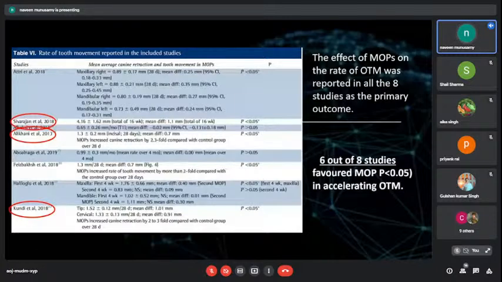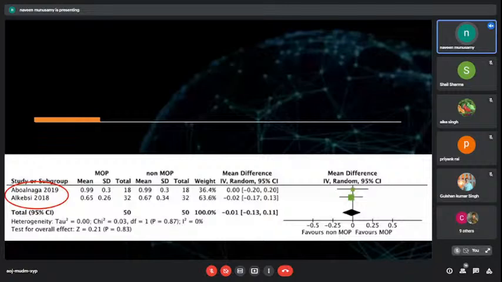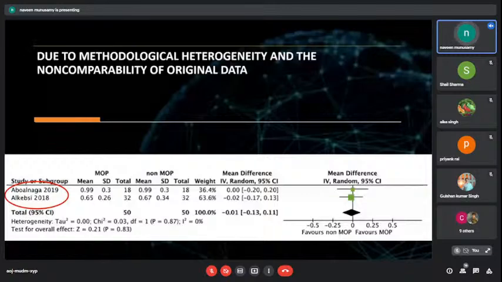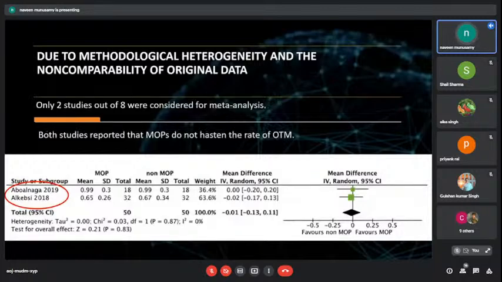So in this, finally they did the meta-analysis only on these 2 articles because they had a similar methodology, and because of heterogeneity, they could not include all the other articles. And what they found is that there is no effect of microosteoperforations, or there is very weak evidence to say that microosteoperforation will increase the rate of orthodontic movement.